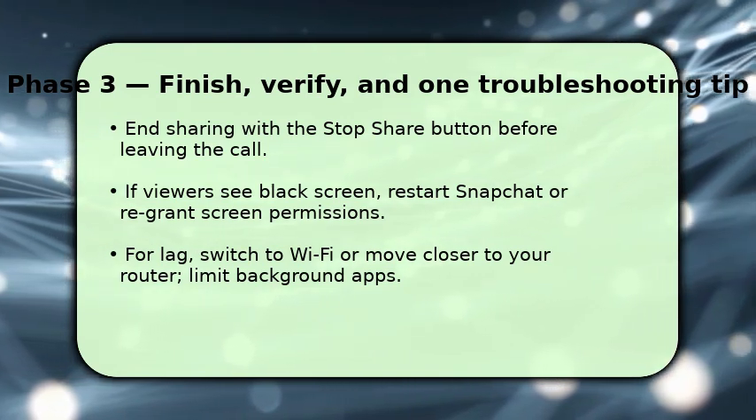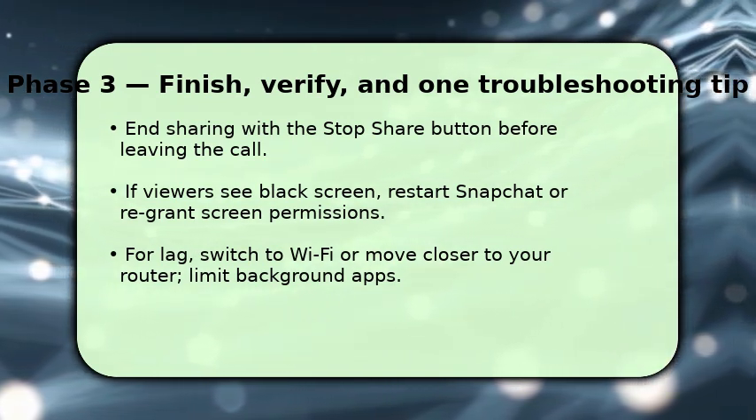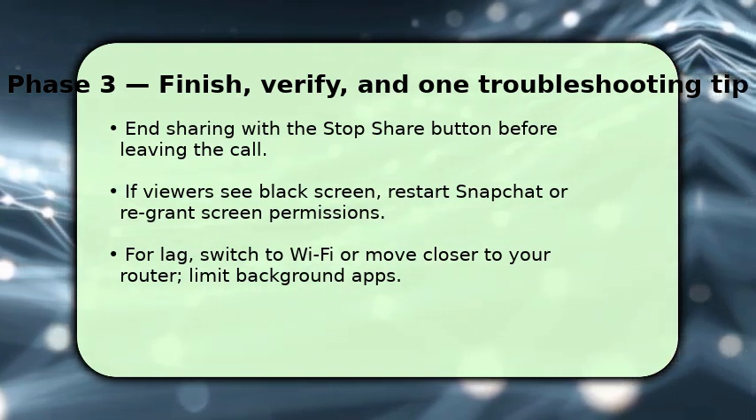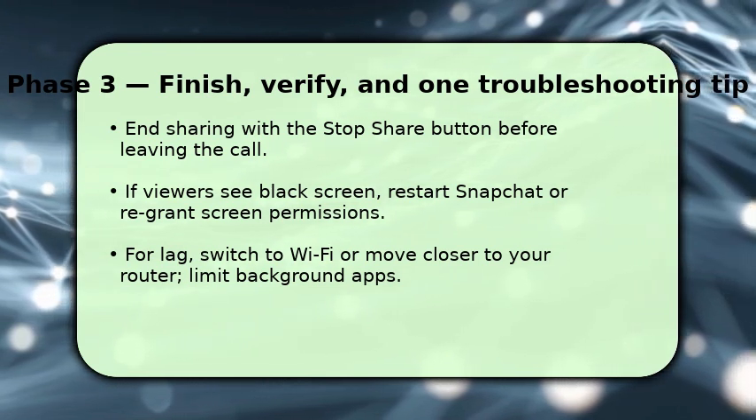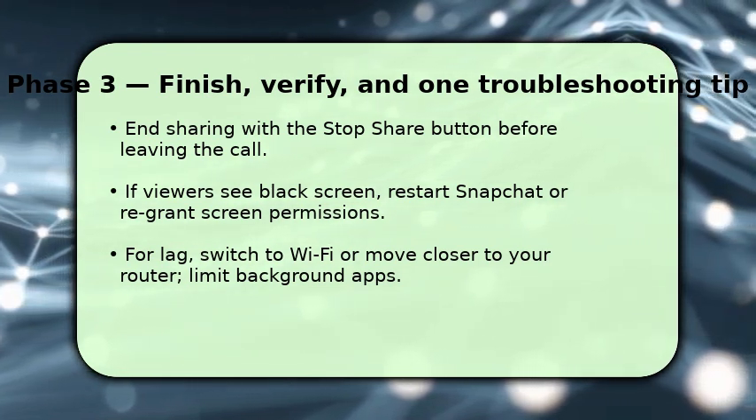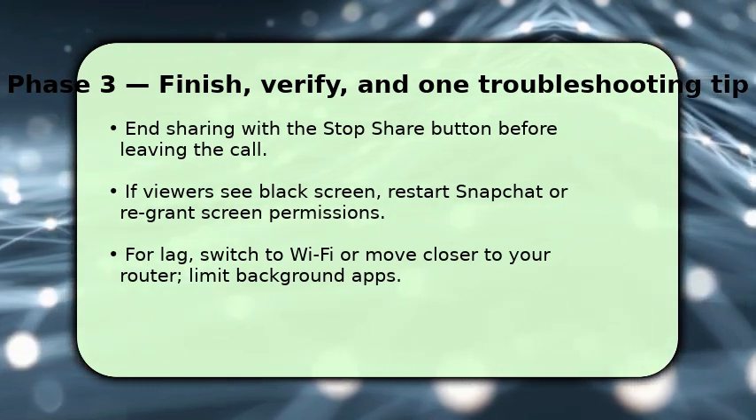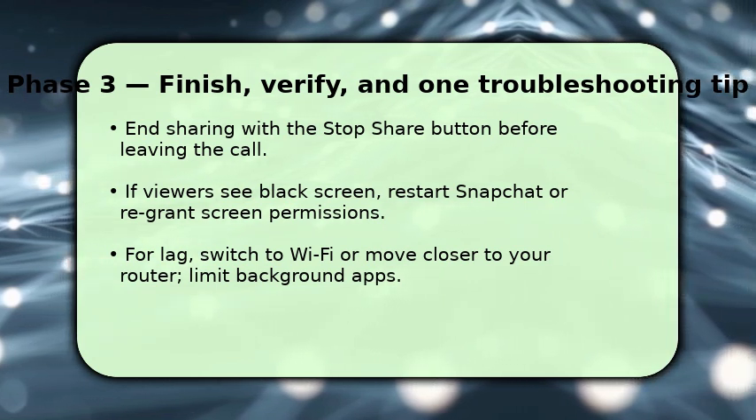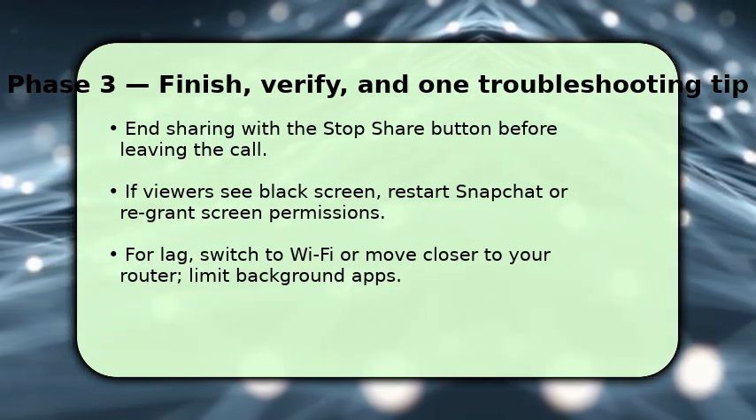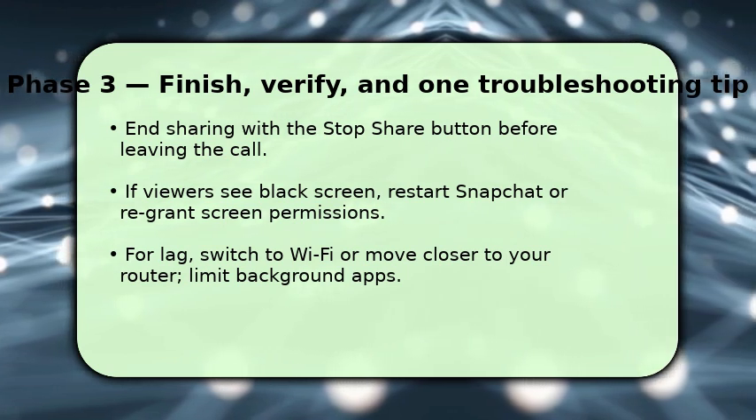If viewers report a black screen, make sure screen capture permission is granted in your device settings, then restart Snapchat. Reboots often clear stubborn permission states. If the stream lags, switch to a stronger Wi-Fi network or move closer to the router and close background apps that use bandwidth. These steps wrap things up and solve the most common problems quickly.